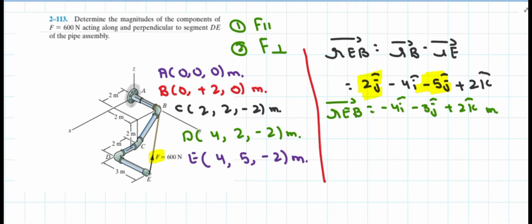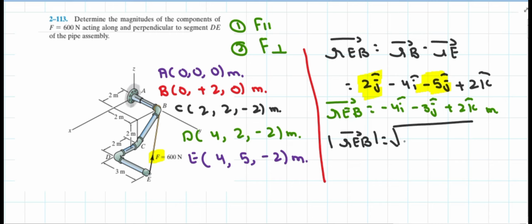Now what about its magnitude? For the magnitude, we have the formula, that is the magnitude of r_EB equals the square root of x squared plus y squared plus z squared. x is 4, y is 3, and z is 2. And don't forget the negative sign here, because the square of this number will automatically convert the negative sign into the positive sign. So grab the calculator, put the values into it, and solve it for the magnitude of r_EB. So the magnitude of r_EB is 5.38 meter.